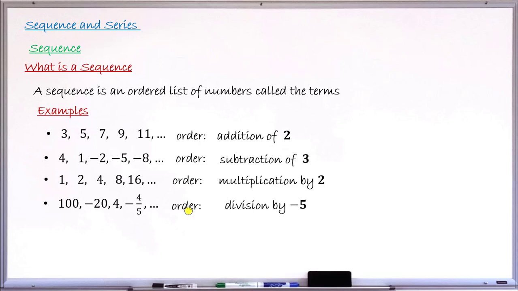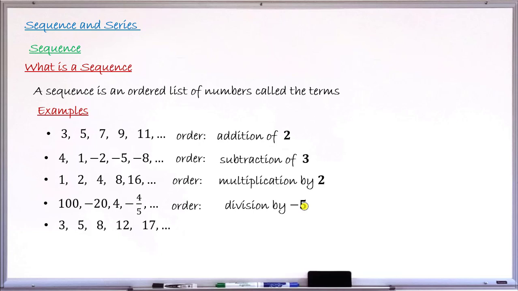The order may not only be addition like number 1, or subtraction like number 2, or multiplication like number 3, or division like number 4. It may be something else. But provided there is an order, it is called a sequence. So let us move on. This is another example of a sequence.